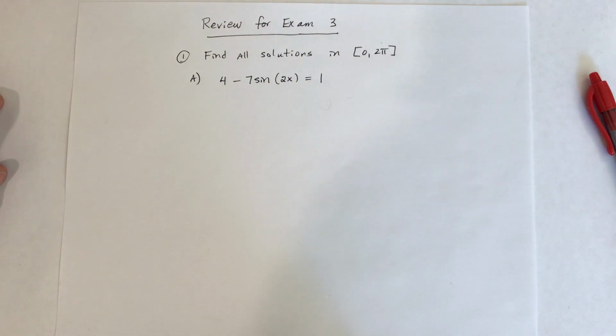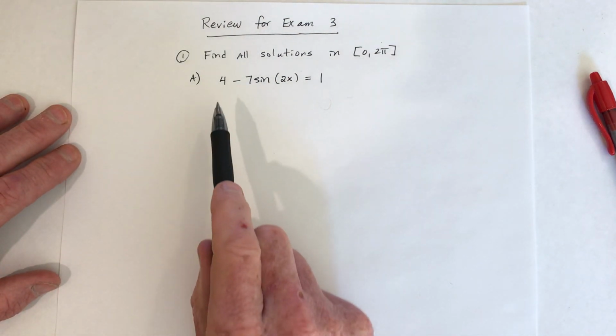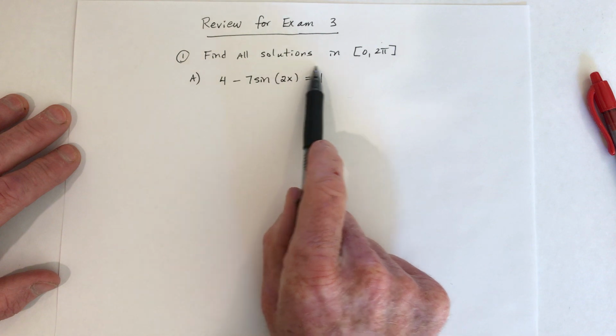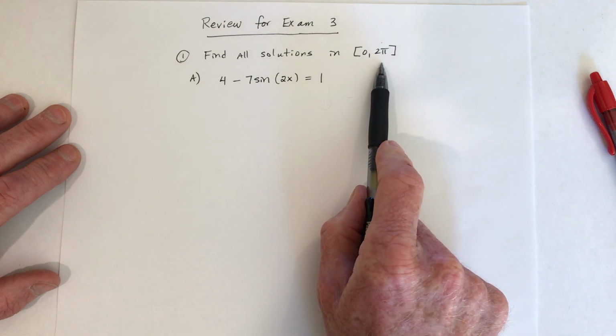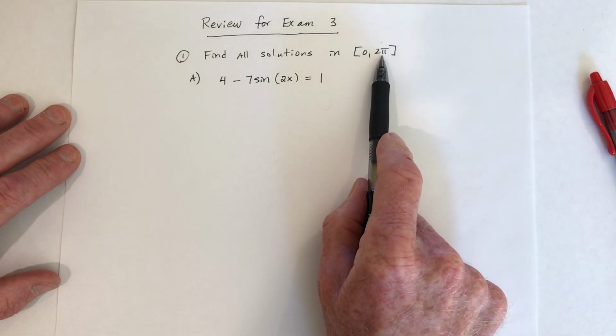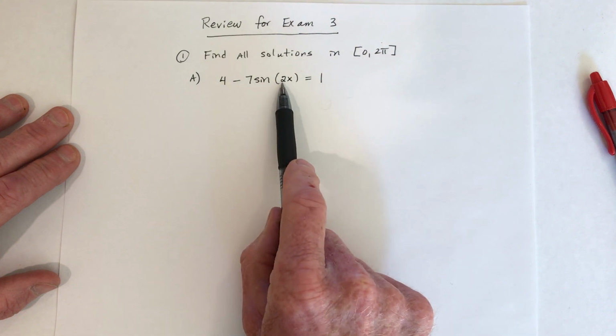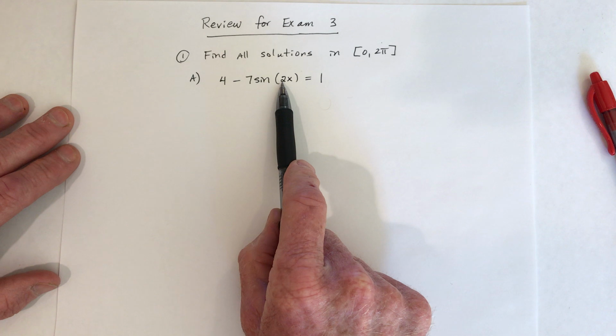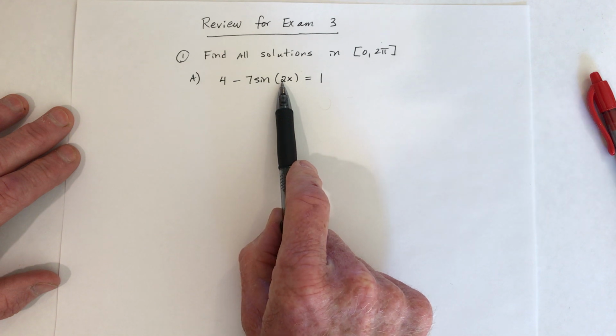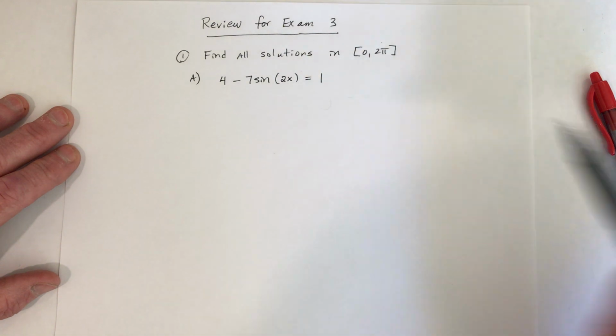And now it's time to review for exam number 3. Find all of the solutions in 0 to 2 pi. So this right here means make sure that your calculator is in radians mode. That 2 right there means we're going to be finding twice as many answers as usual. So most likely instead of 2 answers, we'll be looking for 4 answers.